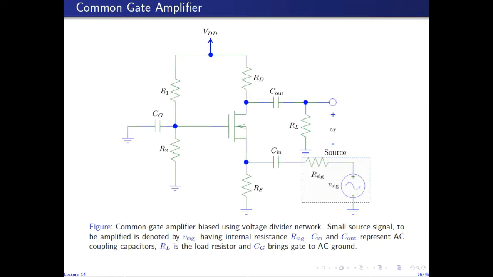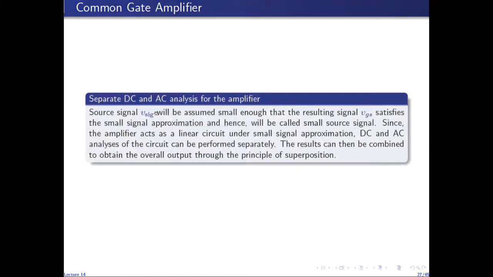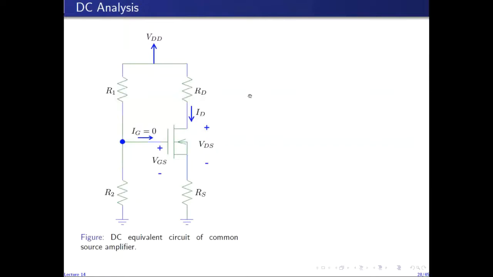So again, we will assume that VSIG is small enough that VGS satisfies the small signal approximation, under which the resulting amplifier will be a linear circuit. Hence, we'll carry out DC and AC analysis separately, and we can later combine the results of the two analyses through the principle of superposition.